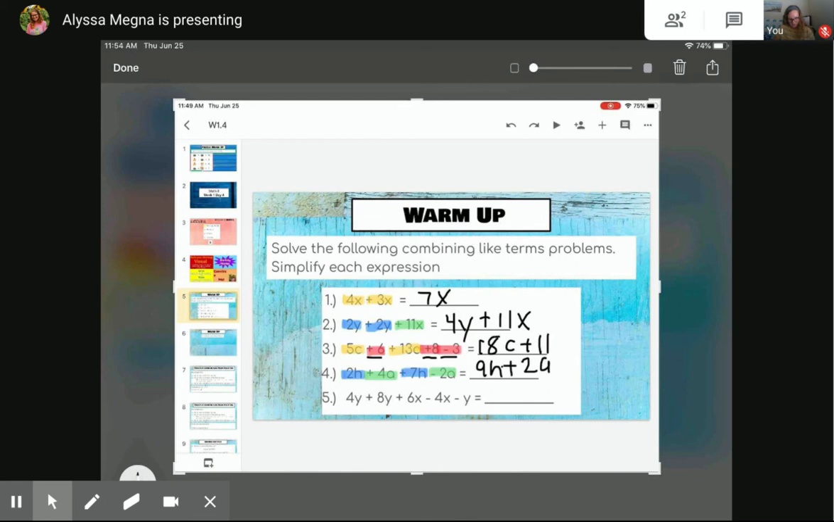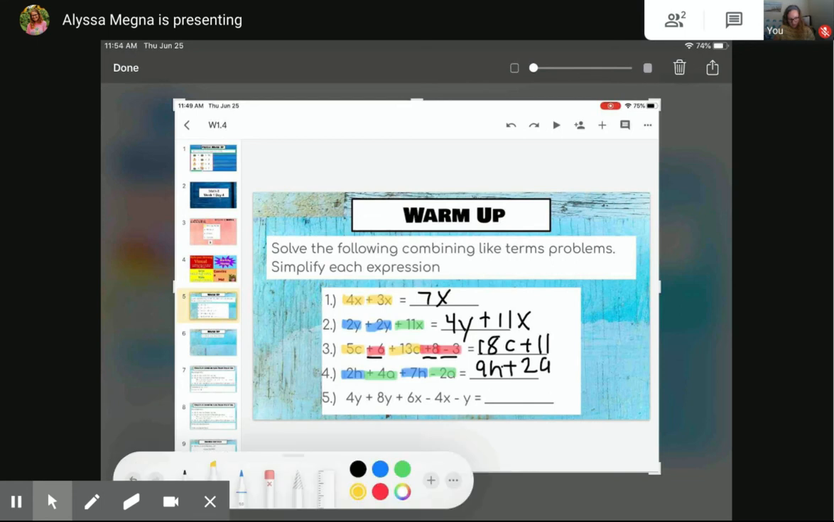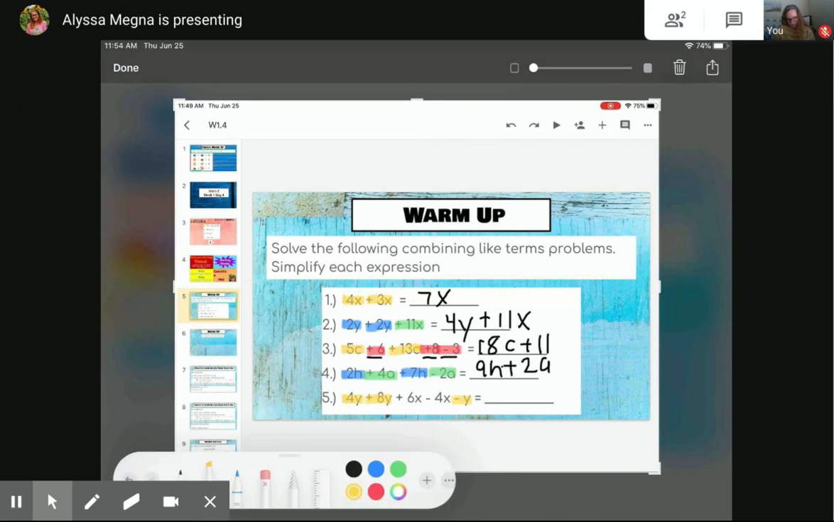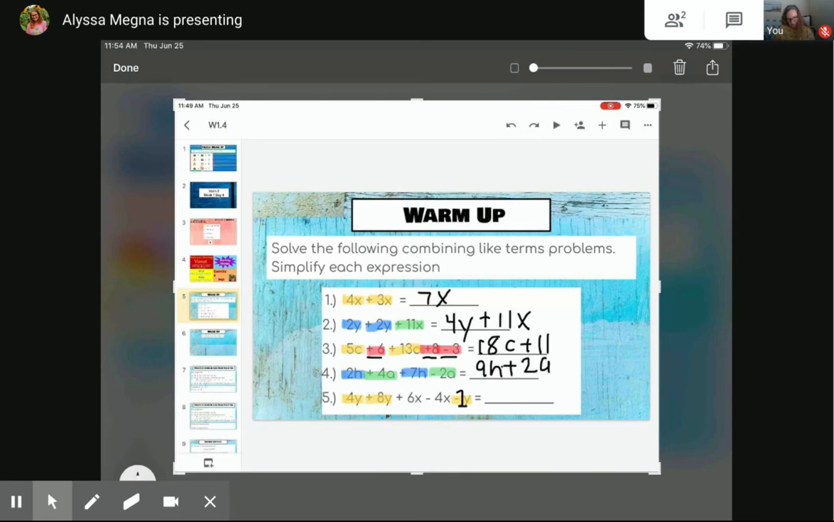All right, last one. We have 4y plus 8y plus 6x minus 4x minus y. So starting at the beginning with my 4y, I'm going to look through the expression and say, are there any other terms with a y? I see an 8y next to it. It's a positive 8y. And then there's one more at the end, that minus y. Now remember, if there's no number in front of the y, it is a 1. So we have 1y at the end, and it's negative.